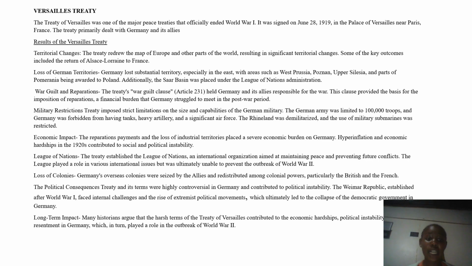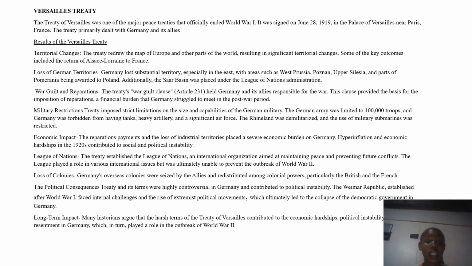There were military restrictions. The treaty imposed strict limitations on the size and capabilities of the German military. The German army was limited to 100,000 troops, and Germany was forbidden from having tanks, heavy artillery, and a significant air force. Then the economic impact: the reparation payments and the loss of industrial territories placed a severe economic burden on the Germans.